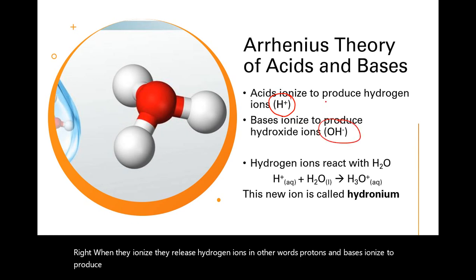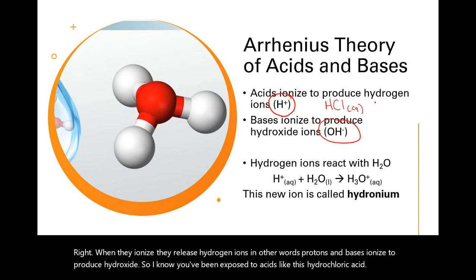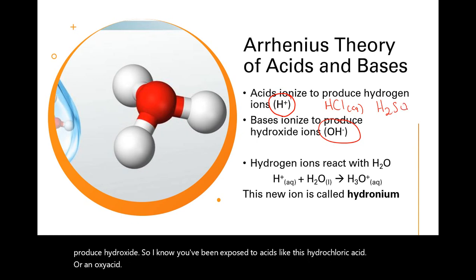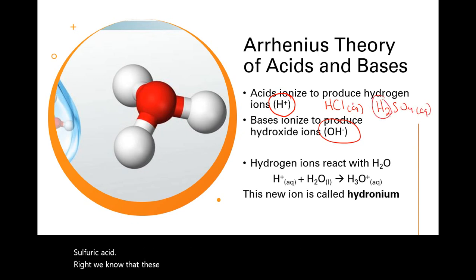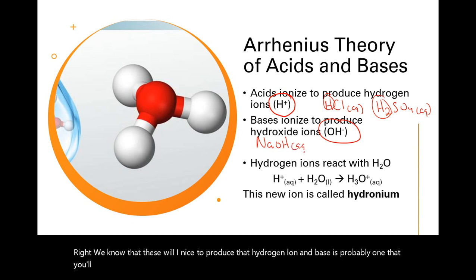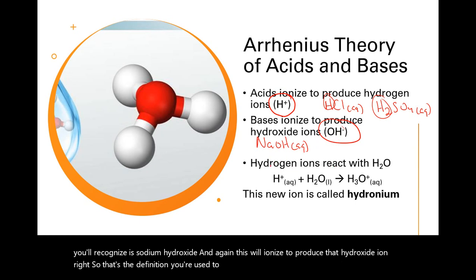So I know you've been exposed to acids like hydrochloric acid, or an oxyacid, sulfuric acid, right? We know that these will ionize to produce that hydrogen ion. And bases, probably one that you'll recognize is sodium hydroxide. And again, this will ionize to produce that hydroxide ion. Right, so that's the definition you're used to, perhaps. I'm going to add on to this, and I'll explain why we need to do that now.